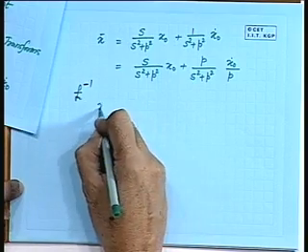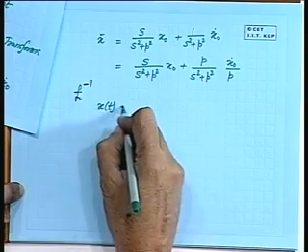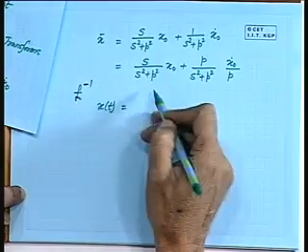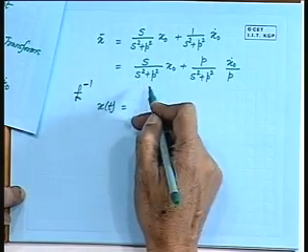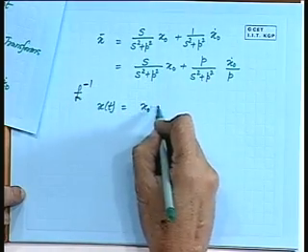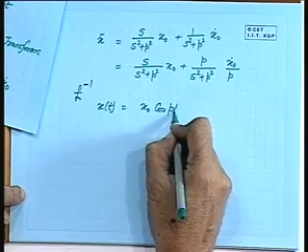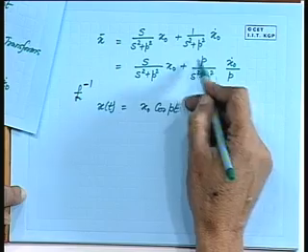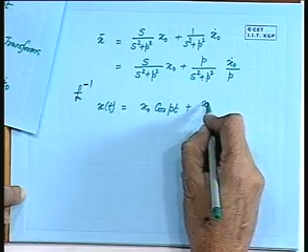So, x bar will give me x of t, and this parameter when you invert it, this gives me cos pt. So, I get x0 cos pt, and this is the transformed form of sin pt. So, I get x0 dot by p sin pt.